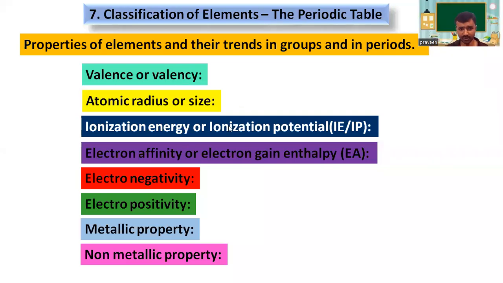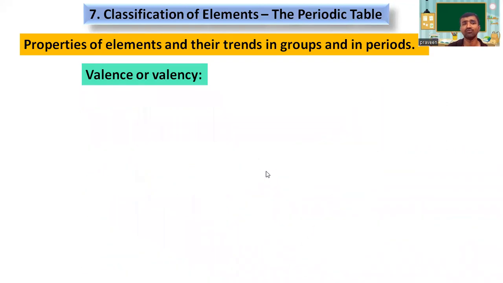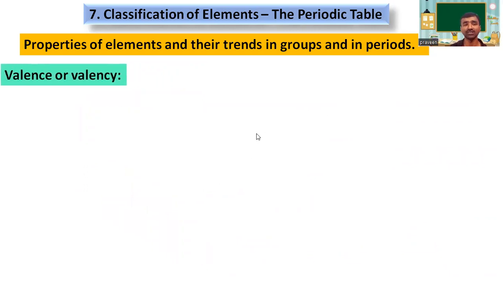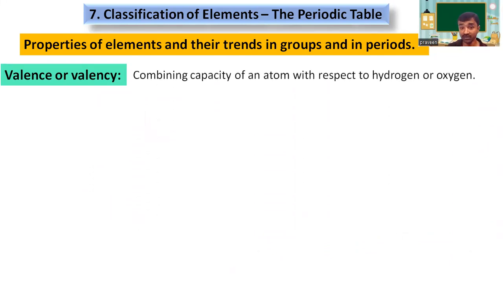These are called periodic properties. The first property is valency, or valence. So what is actually valency? Valency is the capacity of an atom to combine with hydrogen or oxygen. So the combining capacity of an atom with respect to hydrogen or oxygen is what we define here as valence or valency.